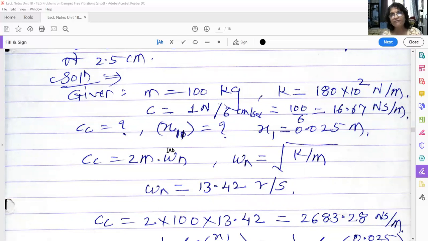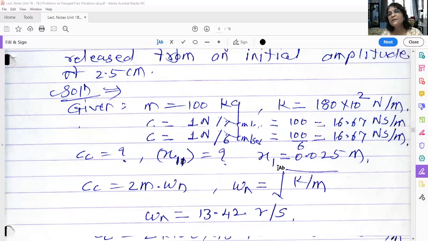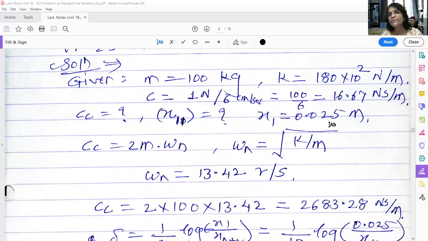Okay. As per our formula, Cc is equal to question mark, that is critical damping coefficient. X11 is equal to question mark, that is amplitude after 10 number of cycles. Okay. These two things we have to determine. Then X1 is given 2.5 centimeter, that becomes 0.025 meter. Okay. So you can find out omega n, you can find out Cc.